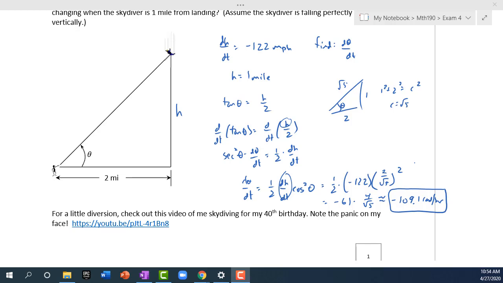Oh wait, hold on, we forgot to square the square root of 5. So that gives us, let's see, what is that? Negative 48.8 radians per hour.